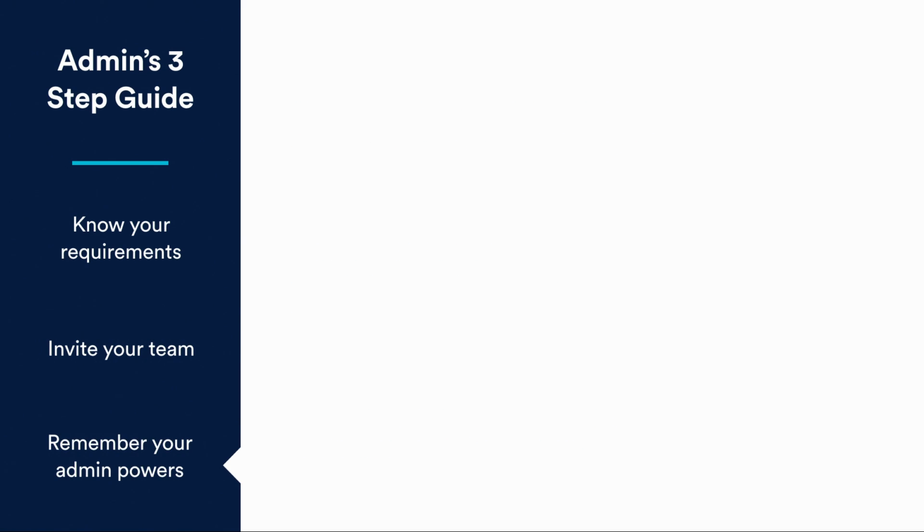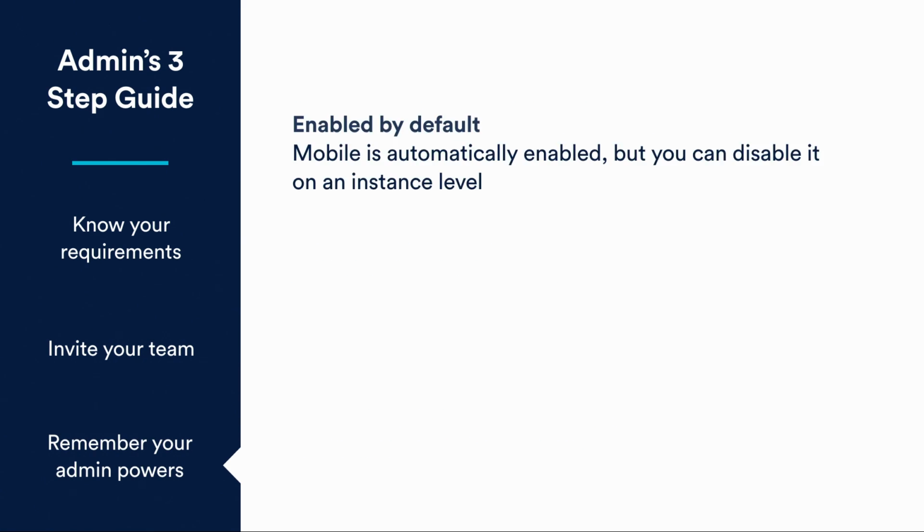And finally, remember your admin powers. Lucky for you, Confluence Mobile is enabled by default in any supported Confluence version, so you don't need to do anything to get started. If you are having trouble with it, however, reach out to our friendly support team, and they'll be able to help you out. But as a last resort, you can disable mobile on your Confluence site, on an instance level.